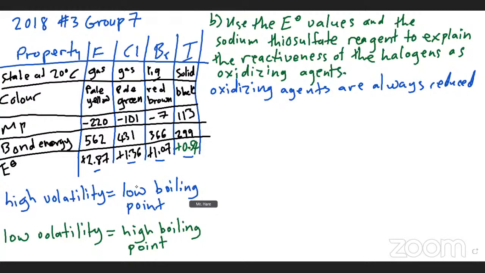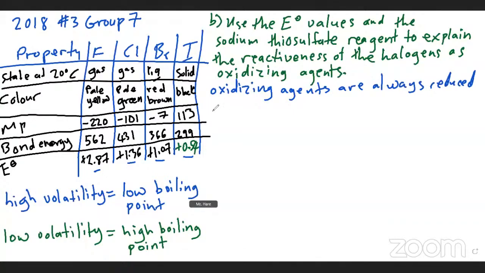Then we tie it in with sodium thiosulfate, there's a reaction between them and the sodium thiosulfate. I will do the equation afterwards. So to answer this question, we need to mention that the higher the E naught value, the greater the tendency of the element to be reduced, that is, to accept an electron.